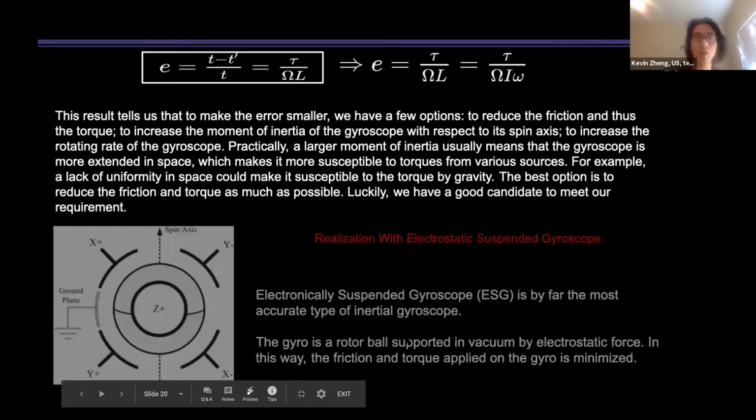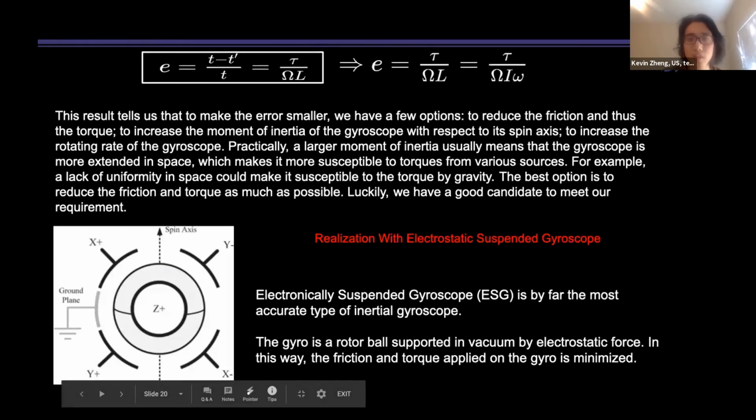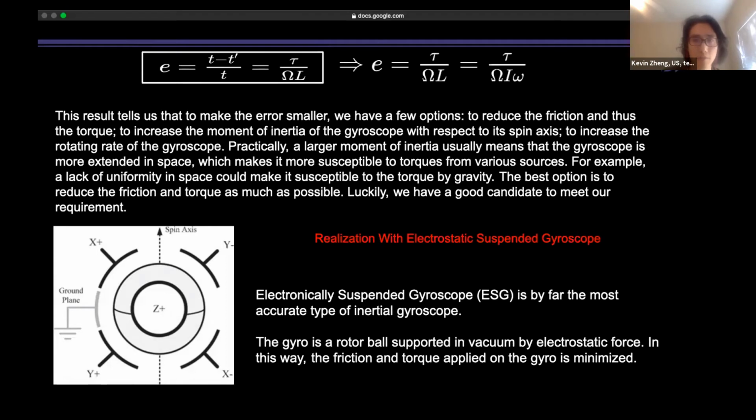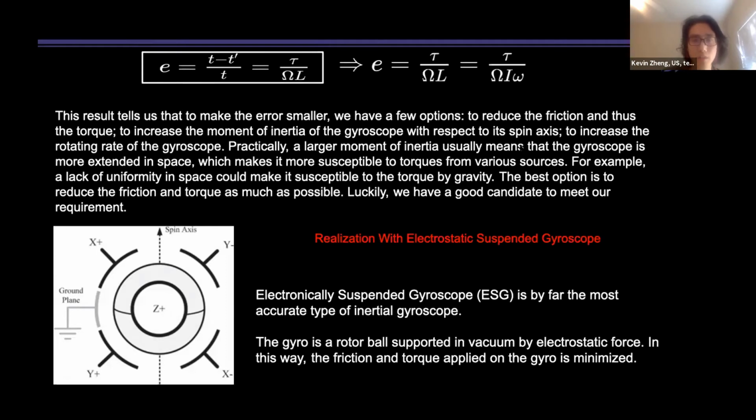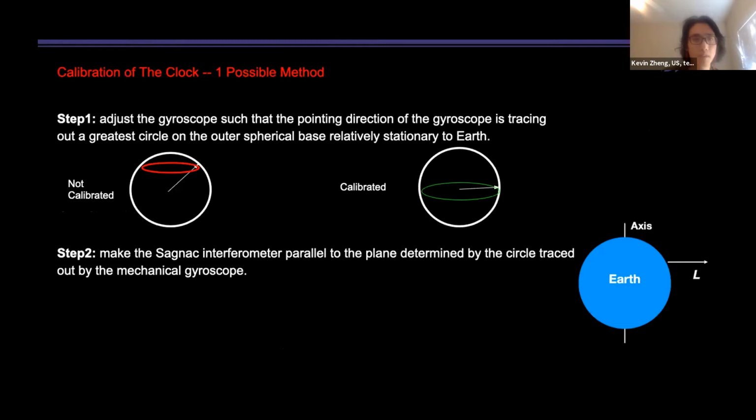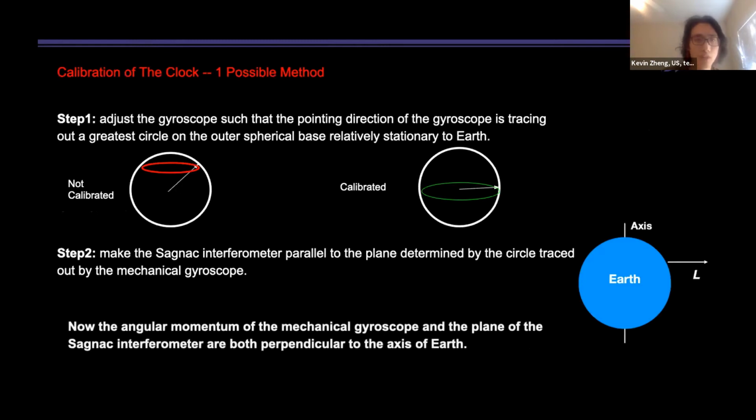And from that, we know we want as small torque as possible. And at the same time, we want to increase the moment of inertia of the gyroscope and the rotating rate of the gyroscope. So this principle is realized with the electrostatic suspended gyroscope. So here's some possible method to calibrate the clock. We can also go back to this part in the discussion.